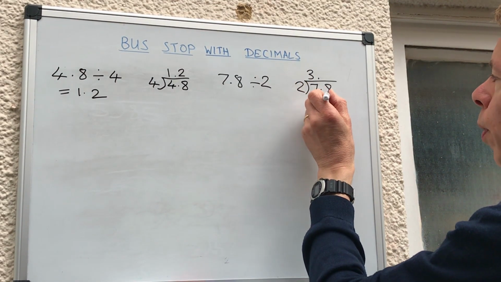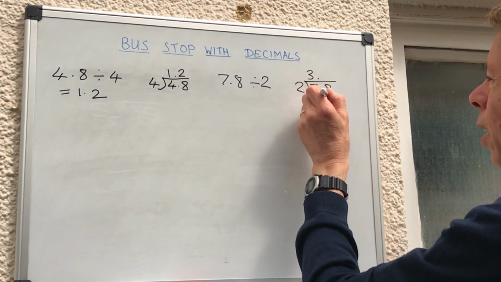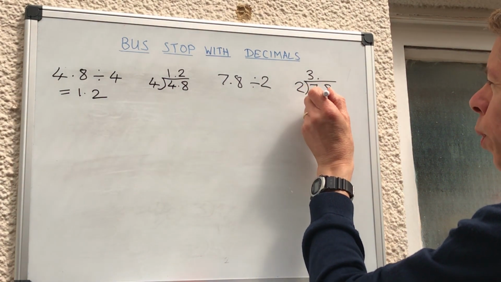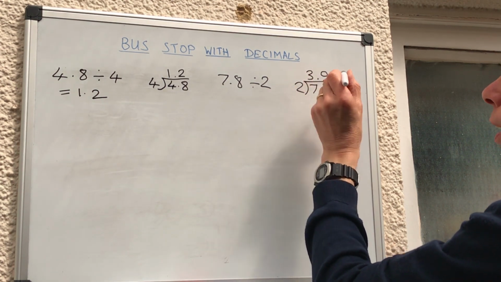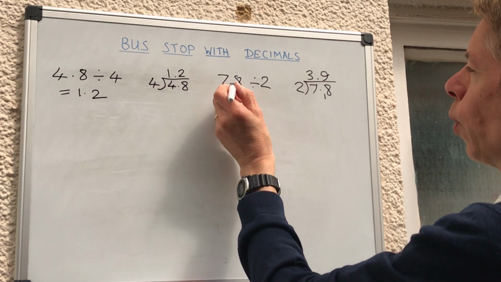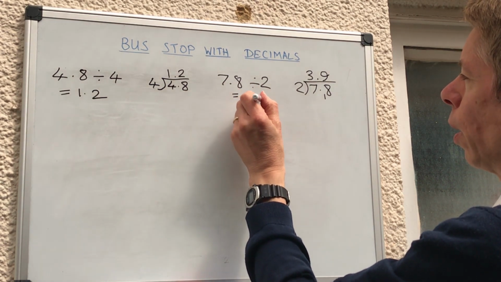Got a remainder, so remember to put the remainder. 2 3's are 6, the remainder is 7, take away 6, which is 1. Put the 1 down there. 2's into 18 is 9. Okay, so 7.8 divided by 2 equals 3.9.